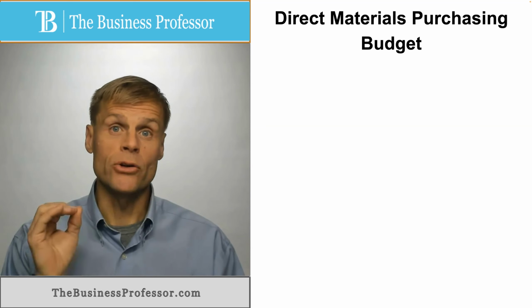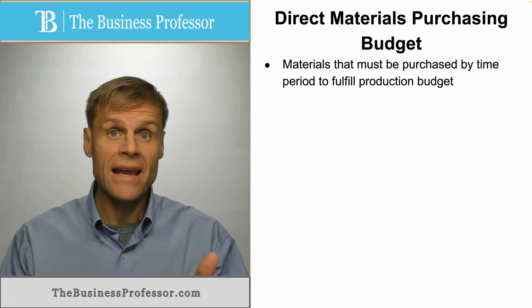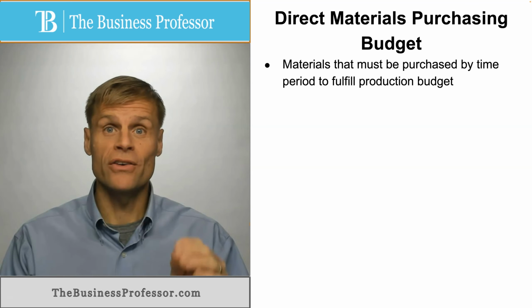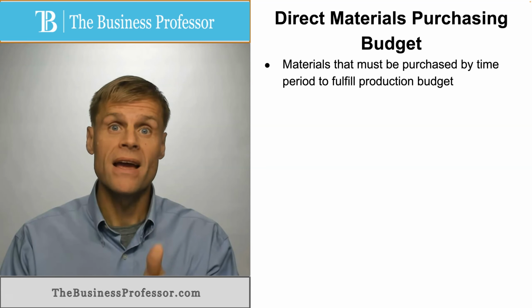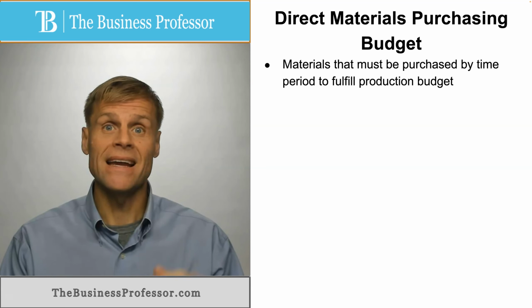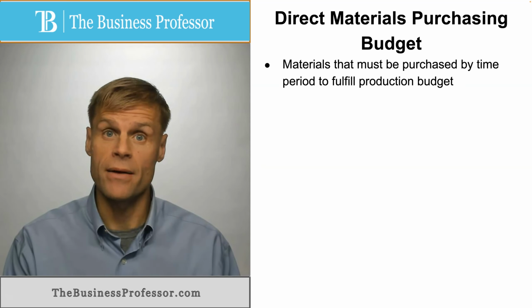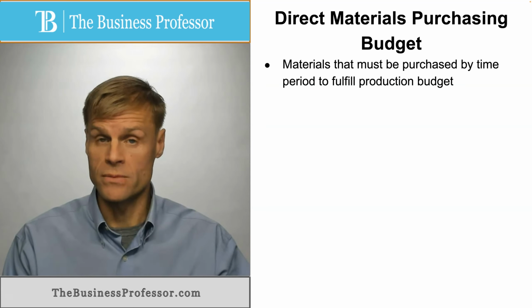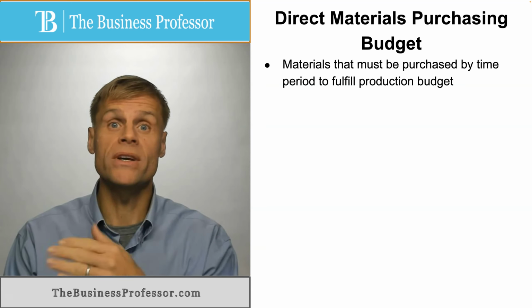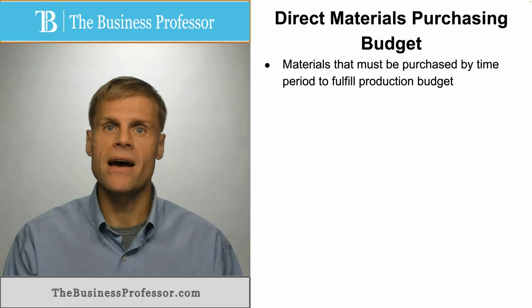What is the direct materials purchasing budget? Well, this is a plan for the purchase of the necessary resources, particularly the direct materials that are going to be used in a particular production process during a specific period of time. So it outlines what you need to buy in terms of direct materials in order to carry out a job, task or function during a given time frame.